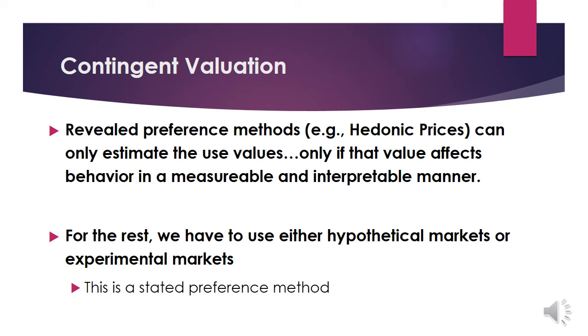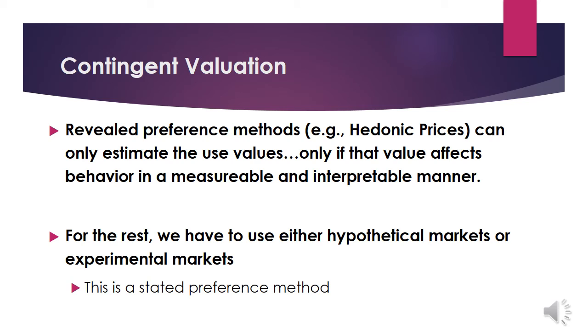The CVM has also been contrasted with a revealed preference method, which looks at hedonic prices that can only be estimated as use values, so only if that value affects behavior in a measurable and interpretable manner. Hedonic prices, as a caveat: the basic premise of this pricing method is that the price of a marketed good is relative to its characteristics or the services it provides. For example, the price of a car reflects the characteristics of that car: transportation, comfort, style, luxury, fuel economy, etc.